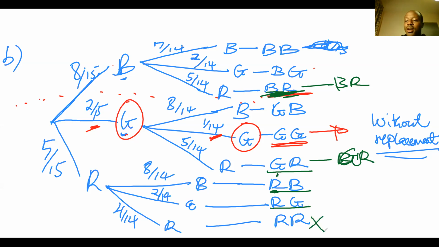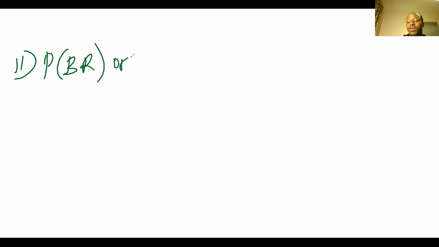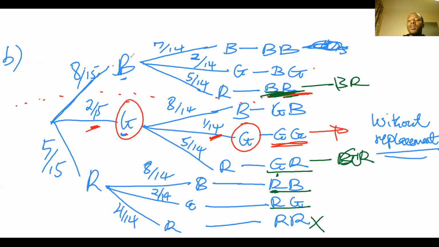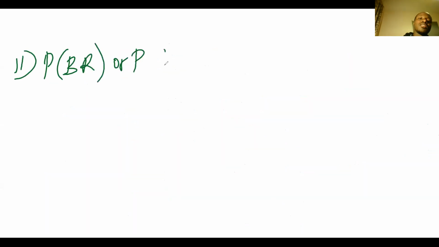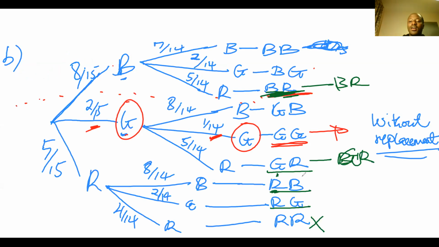So as we see there, the probability only one of the first two pens picked is red is the probability it is blue, red, or green, red, or the probability that is red, blue, or red, green.